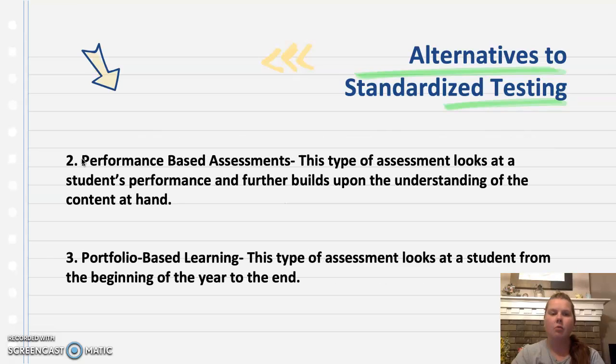Another alternative would be performance-based assessments. This type of assessment looks at students' performance and further builds upon the understanding of the content at hand. This assessment has a student actively involved in their learning. This helps nurture critical thinking and puts an emphasis on student-led learning. It is a great way to look at different content areas and tie them all together. So if they're actively involved, they are absorbing and understanding more.